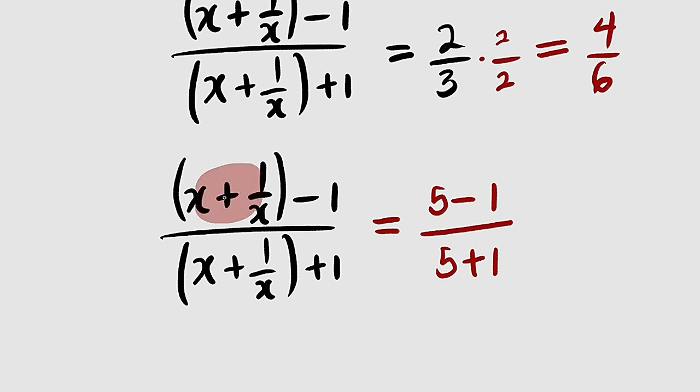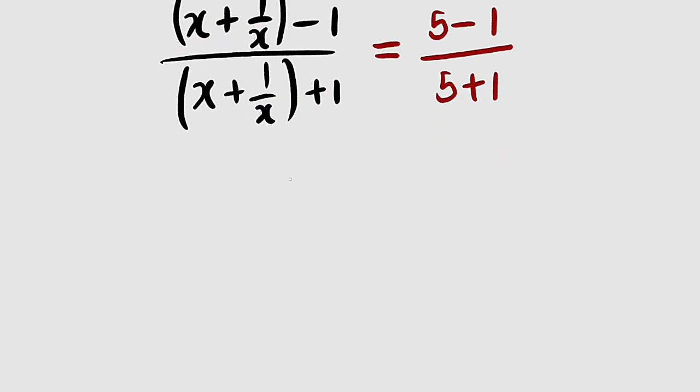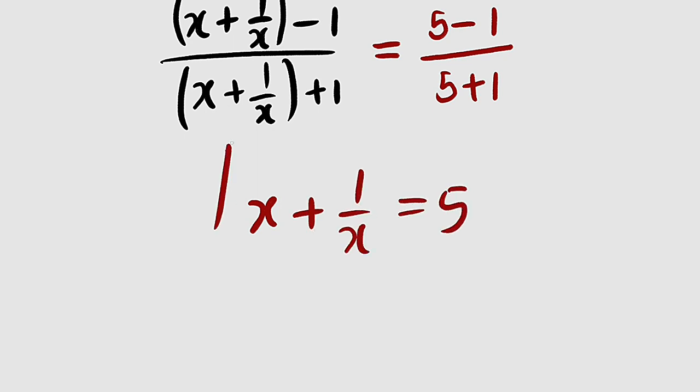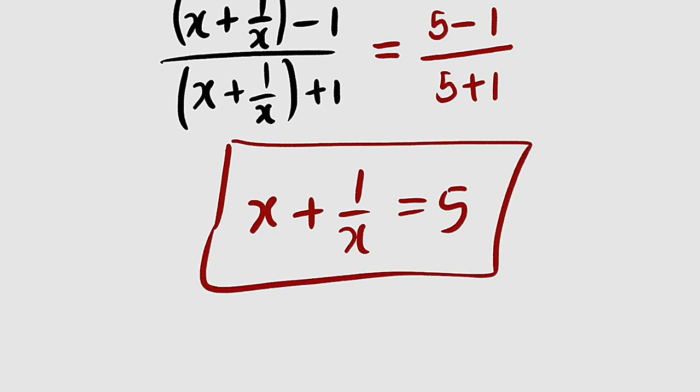So now we are going to relate the left and the right hand side. Since this expression is exactly like this one, we have minus 1 here, minus 1 here, plus 1 here, plus 1 here. This shows that x plus 1 divided by x must be equal to 5. And hence we conclude that x plus 1 divided by x is equal to 5. Final answer.